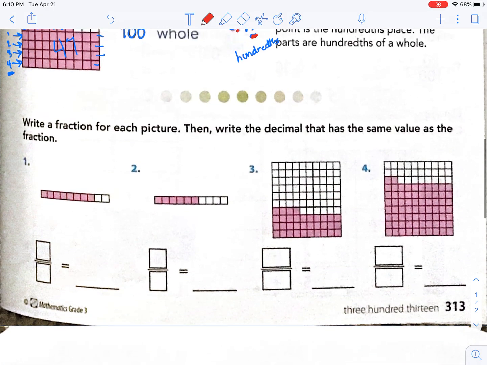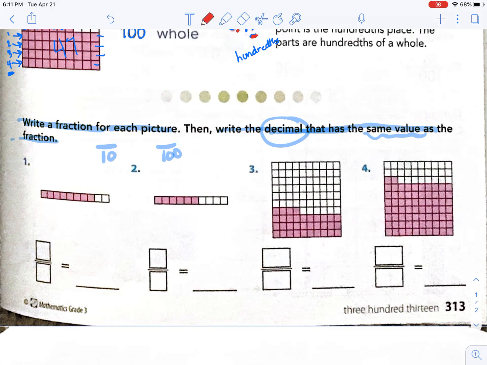Okay, so let's look at that some further. It says write a fraction for each picture. Then write the decimal that has the same place value as the fraction. So what's the first thing we're going to do? The first thing is to write a fraction for each picture. Then we're going to write the decimal that has the same value as the fraction. So fraction first. Guess what? These are either going to be tenths or hundredths. There's no other choice.